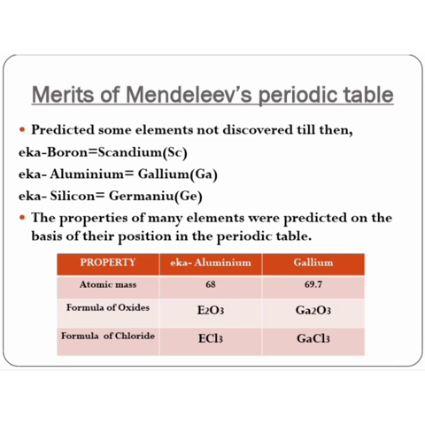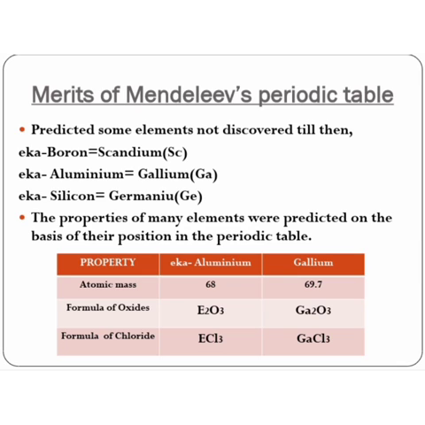The second merit of Mendeleev's periodic table was that the properties of many elements were predicted on the basis of their position in the periodic table. The position actually determines the properties of elements. For example, you can see in the table the properties of Eka aluminium and gallium. The atomic mass is 68, which is slightly increased in the case of gallium, that is 69. So here you can see increasing atomic mass.